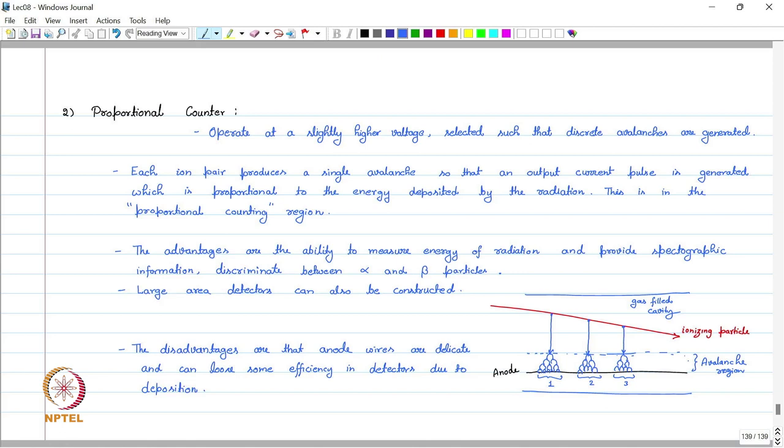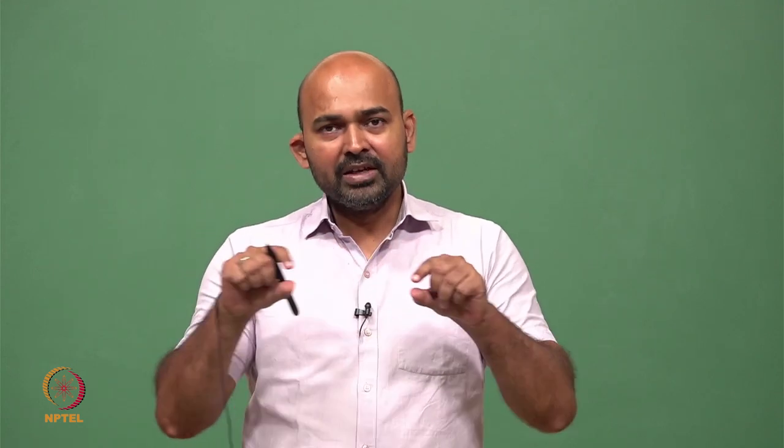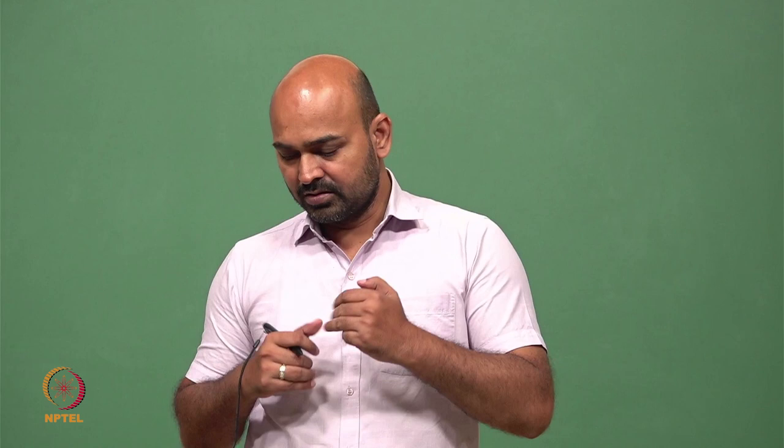So this is the second type of counter, which is the proportional counter. Now we are measuring how much charge is actually received in the cavity, and we are generating a controlled avalanche by applying a slightly higher voltage. The voltage is not very high, so that the complete avalanche is not happening. The avalanche is happening only in a small region, which is proportional to how many charged particles are actually generated by ionization particles. So this is the proportional counter.